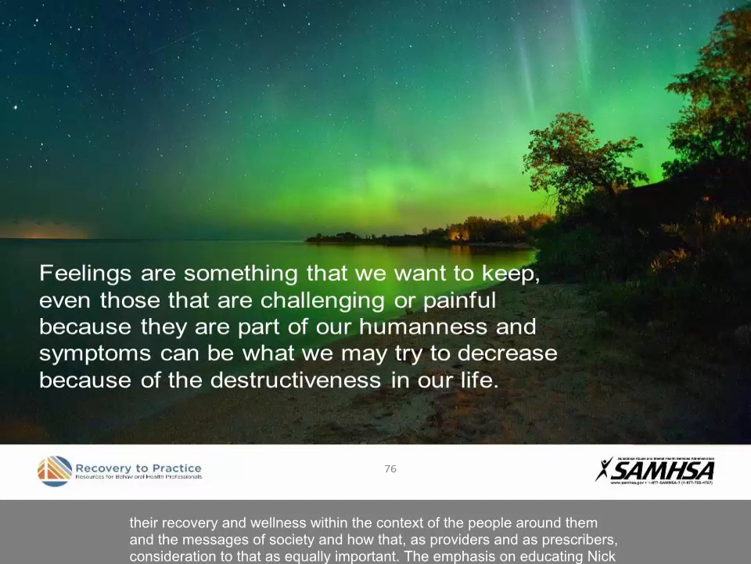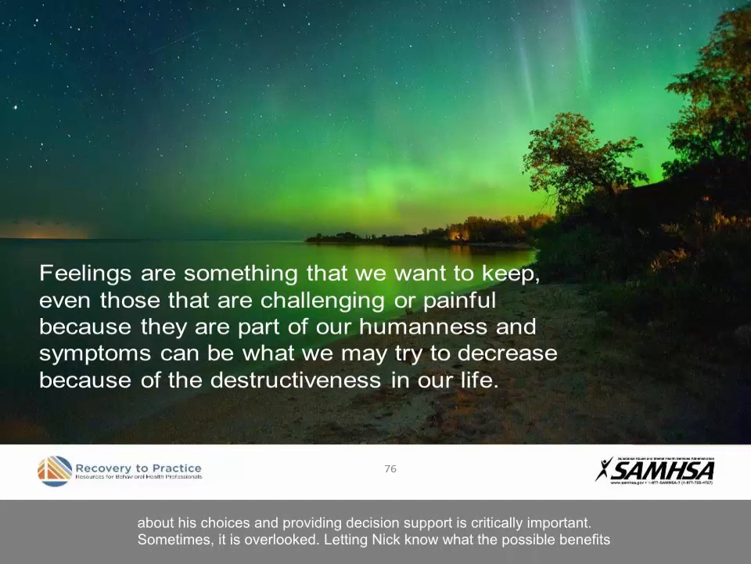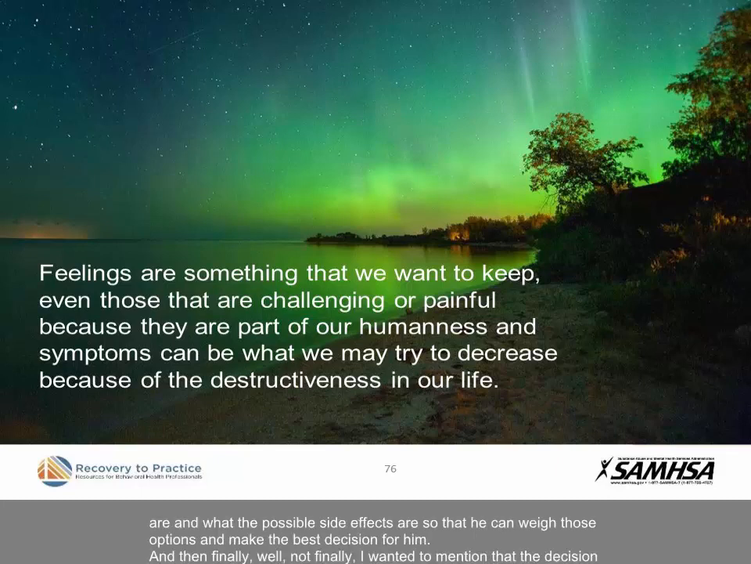The emphasis on educating Nick about his choices and providing decision support is critically important and sometimes overlooked, but letting Nick know what the possible benefits are and what the possible side effects are so that he can weigh those options and make the best decisions for him.